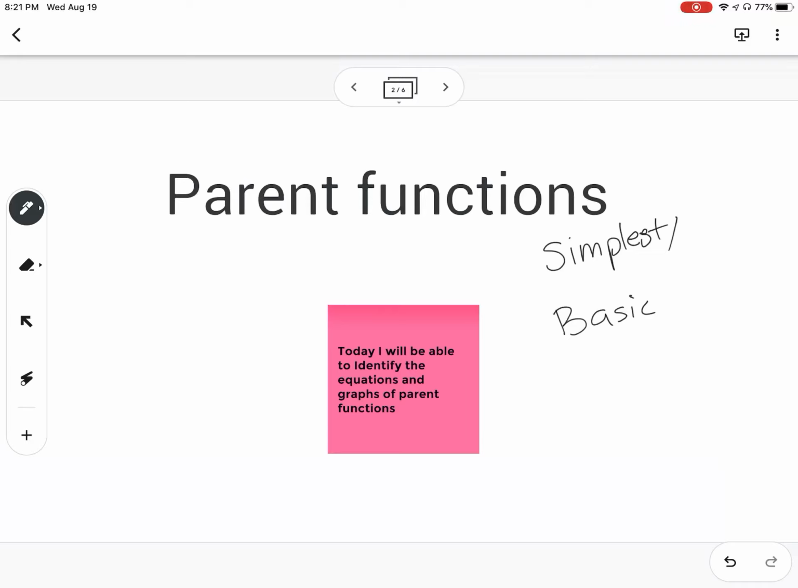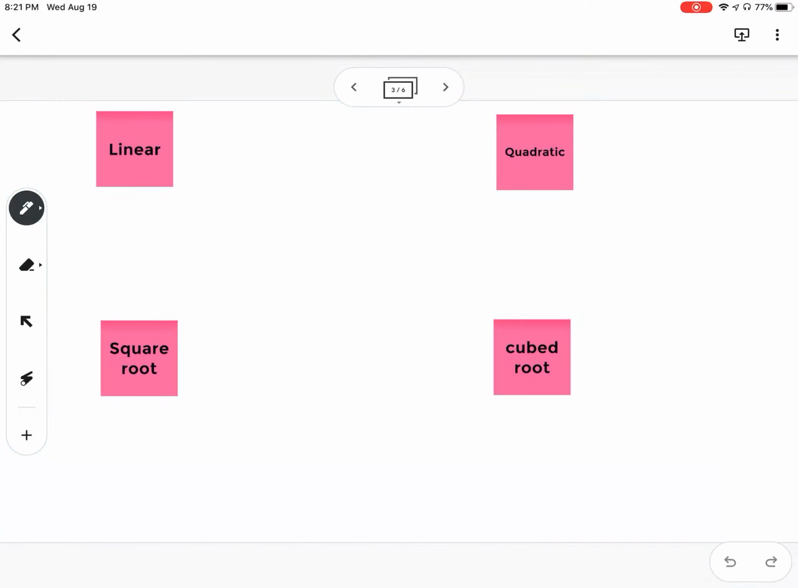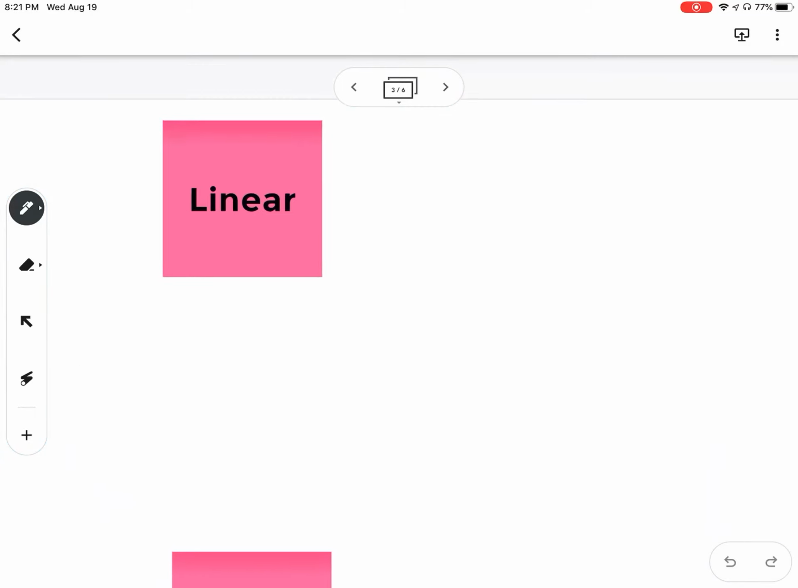Alright, so we're going to be doing 10 of these. So today what we're going to do is we're just going to go over what's their name, what's their equation, what's their graph. Right? So these are our first ones. So we're going to start with linear.